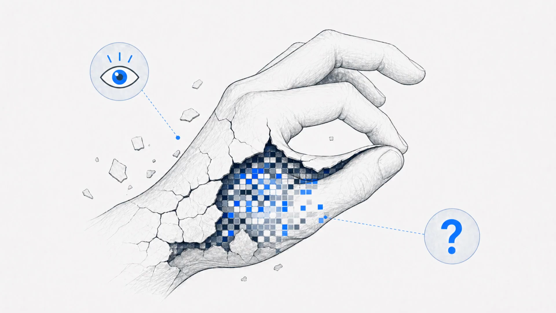AI hands remind us that realistic appearance is not the same as reliable understanding. A system can produce something that looks convincing at first glance, while still missing the deeper structure. That lesson matters far beyond fingers, especially as AI images become part of news, advertising, education, and entertainment.